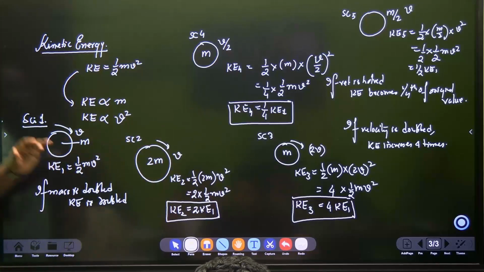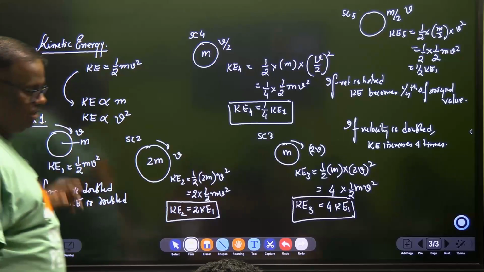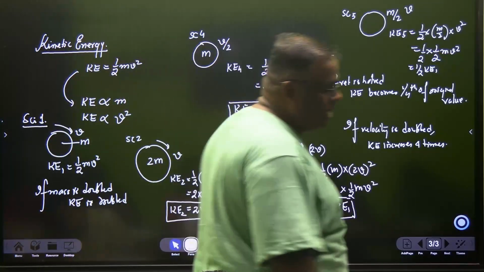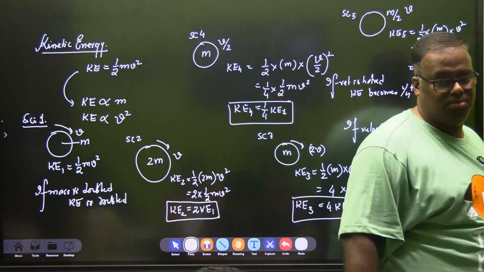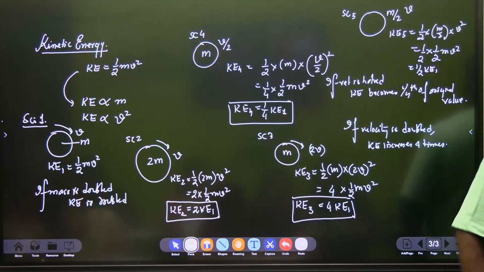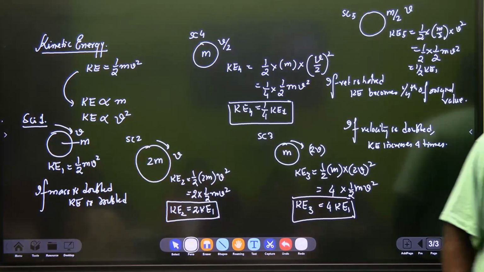Yes, sure. If mass is halved, K is halved. If mass is doubled, K is doubled. If velocity is halved, K becomes 1/4. And if somebody asks you a question that the velocity of a body has been increased to 3 times, what is the impact on its kinetic energy? 9 times.